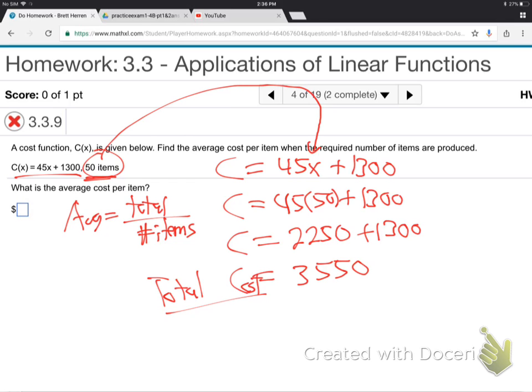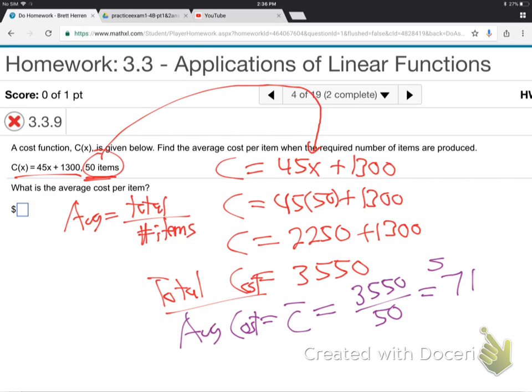So how do we find that? That's the total cost. How do we find the average now? Yeah, just divide it. So the average cost, and what they call average cost is with a bar. I don't know if you've seen that before. A bar over something means average. So it would be the 3,550 divided by the 50, because there were 50 items total. And whatever that is, I don't know. 71? Thank you. So $71 is the average cost per item.